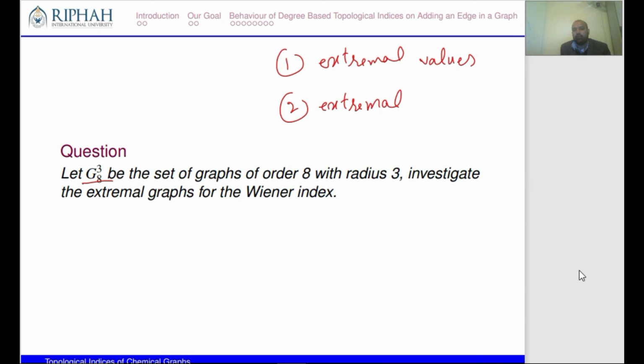attains the maximum value. So this is a very short lecture today on extremal graph theory for the topological indices. So we will discuss further on these topological indices in our future lectures.